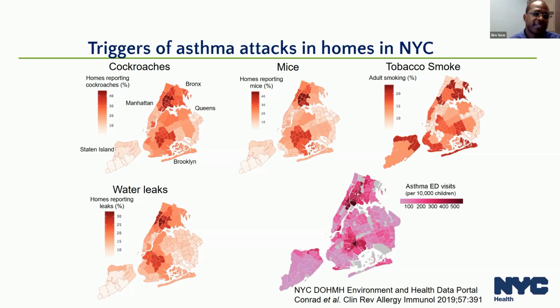All this to say is you have to address cockroaches, you have to address mice, you have to address tobacco smoke, you have to address water leaks and water leaks leading to mold in order to be able to have asthma under control. So that's one of the biggest challenges in New York that communities will face.